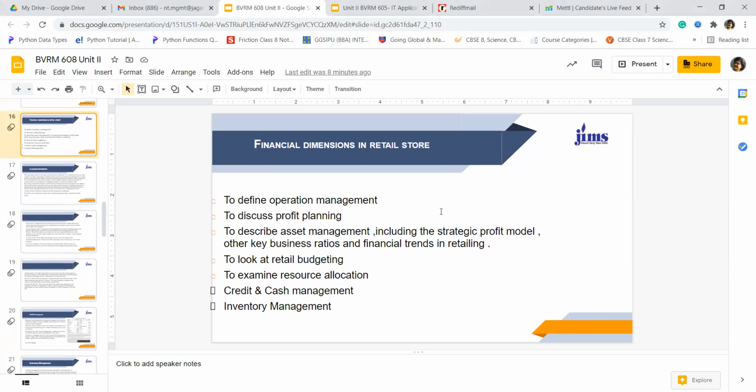Financial dimensions in retail store. To define operation management, to discuss profit planning, to describe asset management, including the strategic profit model, other key business ratios and financial trends in retailing, to look at retail budgeting, to examine resource allocation, credit and cash management, and inventory management. These are the aspects of financial measures which should be taken care of in retail stores.